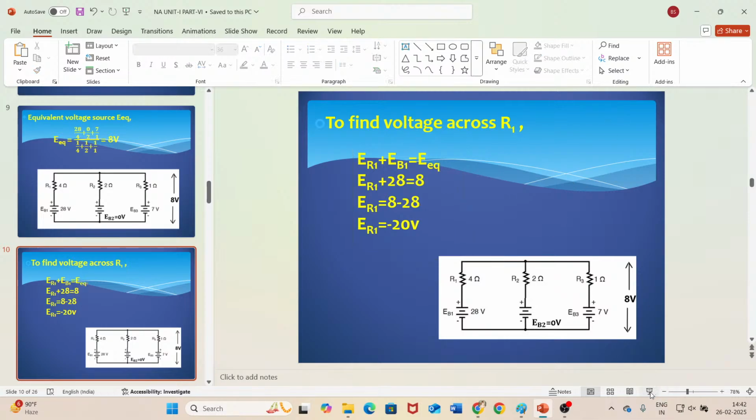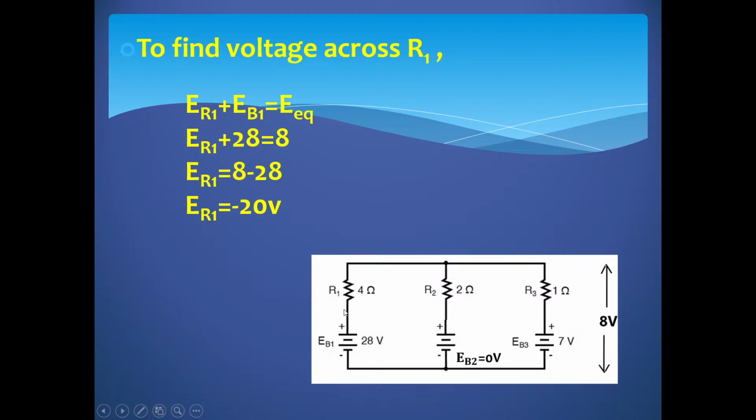This is it. This is the equation. The voltage across R1 is ER1. ER1 plus EB1 should be equal to E equivalent.